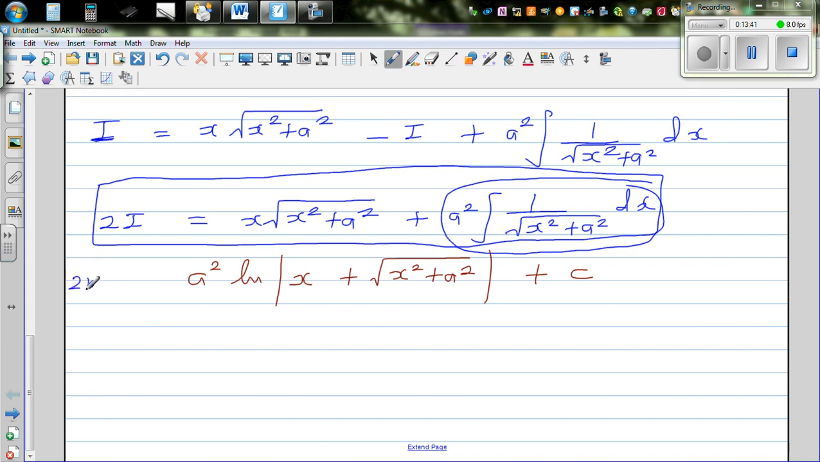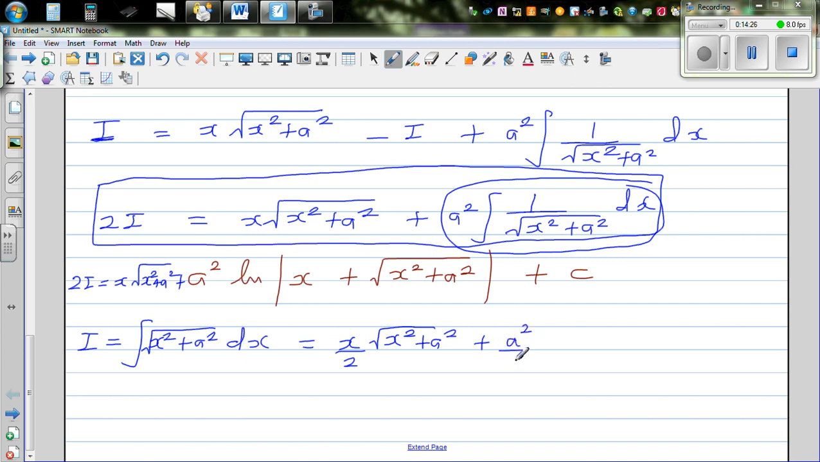2I is equal to x times, because we integrated this to get this. So this is x times square root of x squared plus a squared, plus this. So now dividing both sides by 2, your I, your integration, which is integration of square root of x squared plus a squared dx, is equal to x over 2 times square root of x squared plus a squared plus a squared over 2 times natural log of x plus square root of x squared plus a squared plus c. Hopefully this video has been helpful.